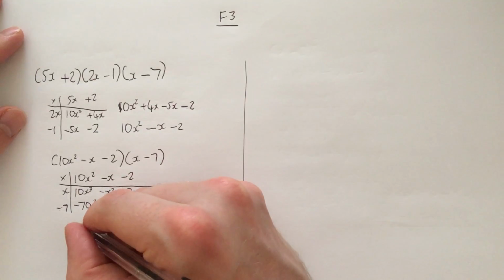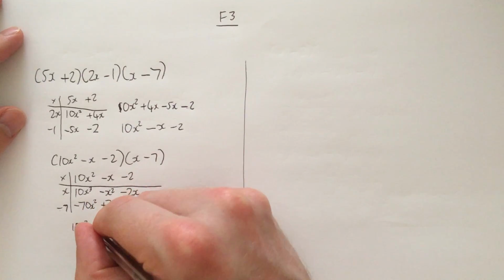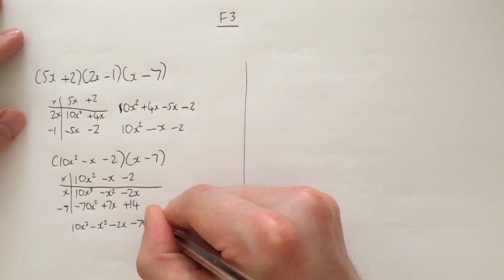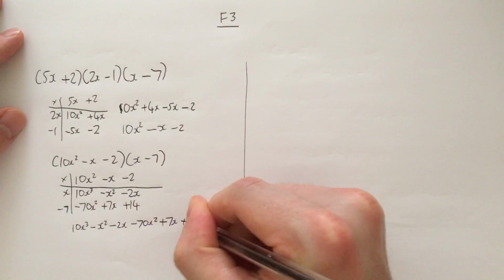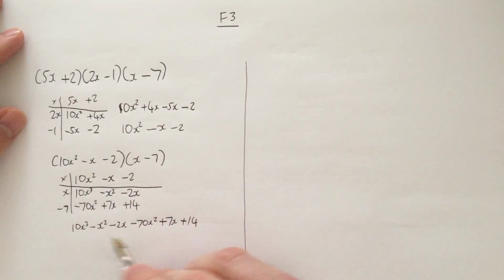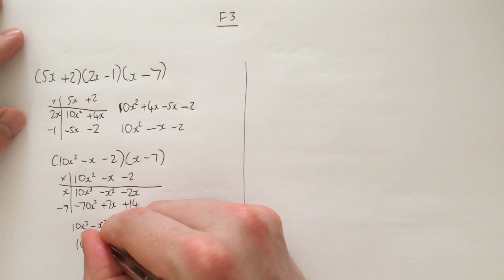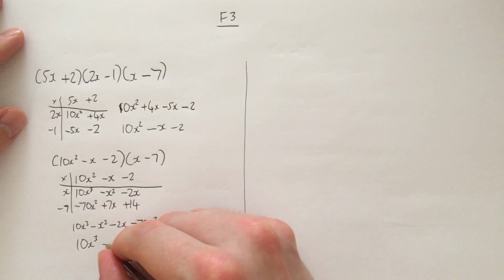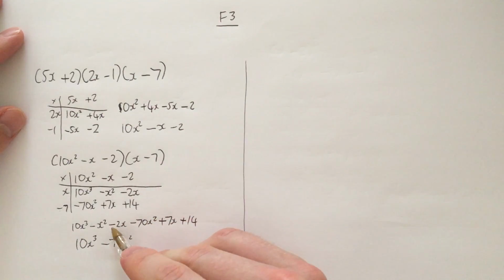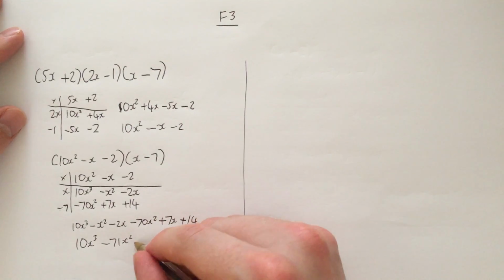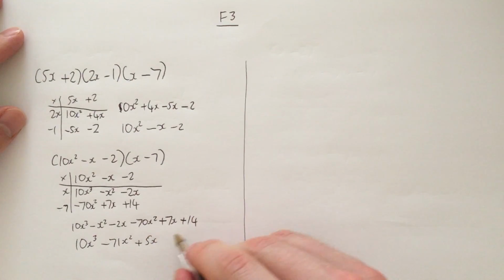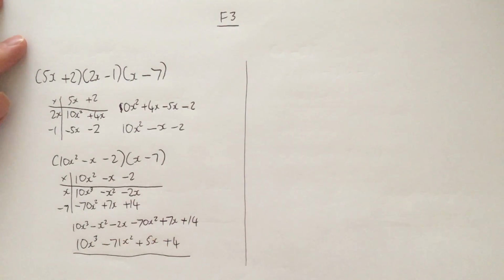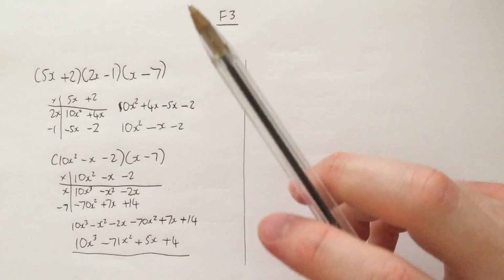You see there's a lot of negatives we've got to be careful of here. I'm going to rewrite that here. 10x cubed minus x squared minus 2x minus 70x squared plus 7x plus 14. 10x cubed by itself. Negative x squared minus 70x squared is negative 71x squared. Negative 2x plus 7x is plus 5x, and then you're left with plus 14 at the end. That's my final answer.